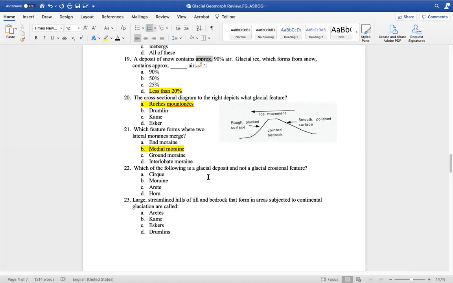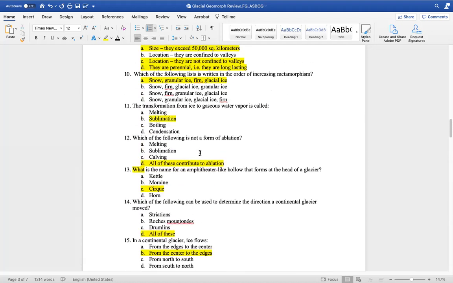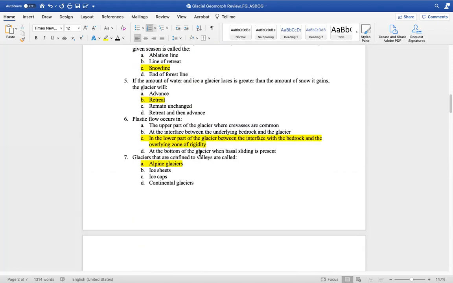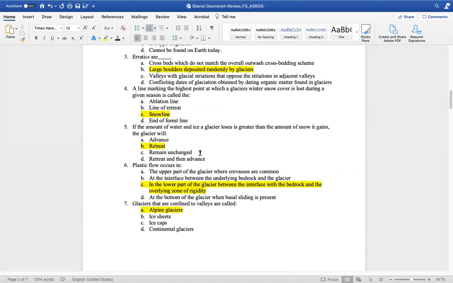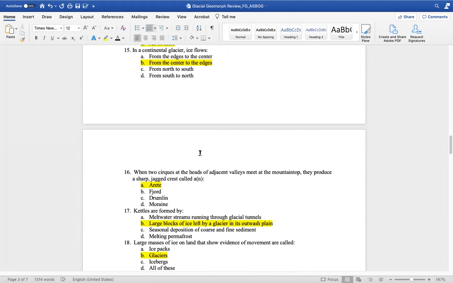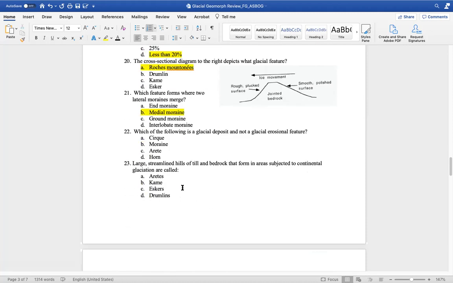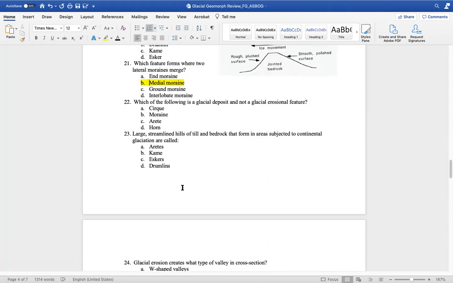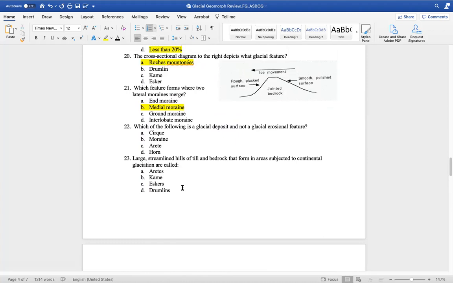And then arête, I think we talked about an arête up here as well. Let's see. Maybe I'm making that up. Nope. It's where adjacent valleys meet at a mountaintop producing an arête. So yeah, we talked about arêtes before. And then a moraine, we talked about moraines too, and that is a depositional feature of till. So B is our correct answer.